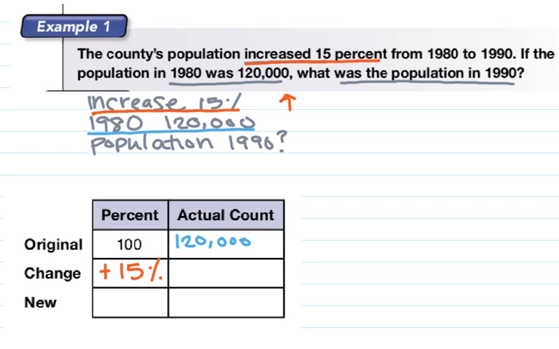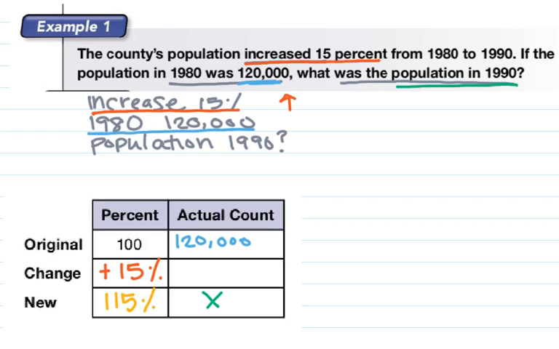And then what they're asking us to find here is the population in 1990. So this is what we don't know. This is what we're asked to find. But what about this number right here? Can we fill in this number? They didn't give us this information, but we can fill this in, right? 100 plus 15, 115%.